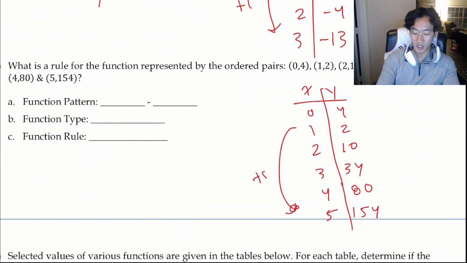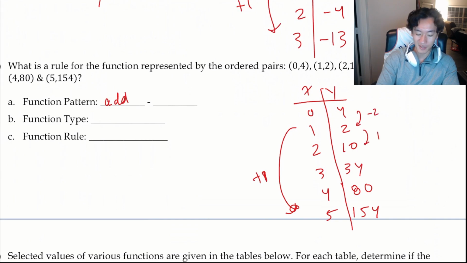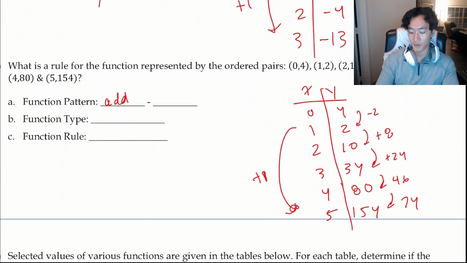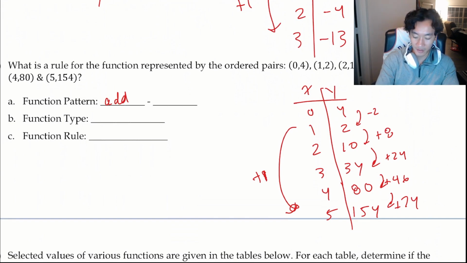For sure, in the x column I'm adding 1 each time, so I know that one's simply add. Already found the pattern. And then here I'll check the y column. That's minus 2, then plus 8, plus 24, plus 46, and then 20 plus 54, 74, right? So no pattern quite yet. I even tried to check originally if they were multiplying. They're definitely not. So I'll calculate the second difference now.